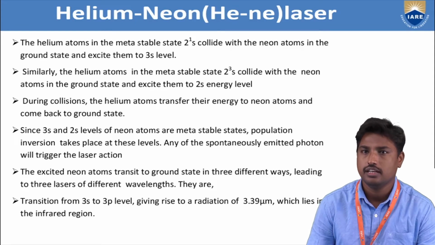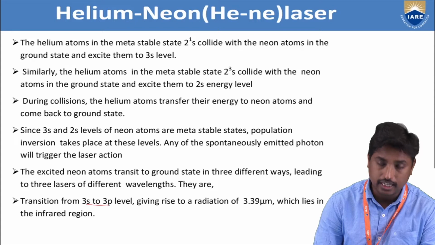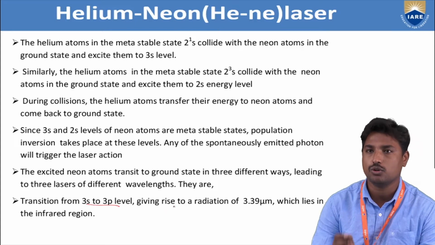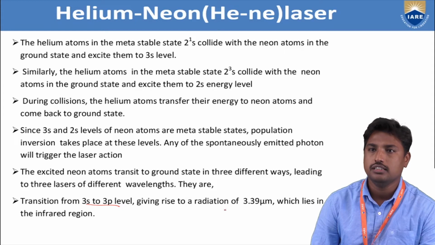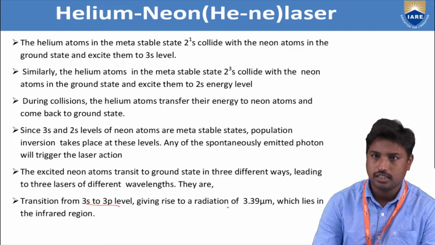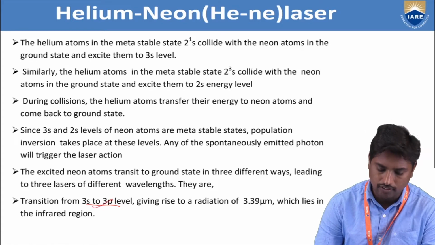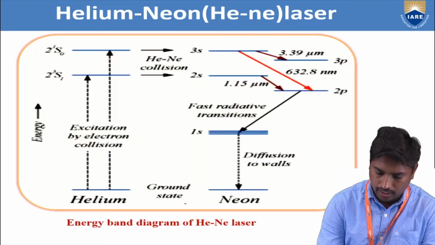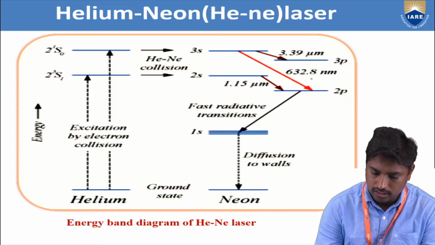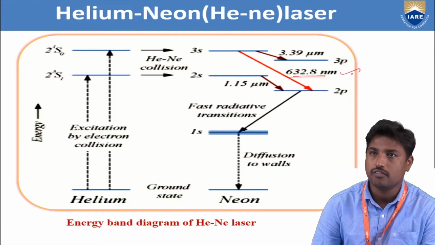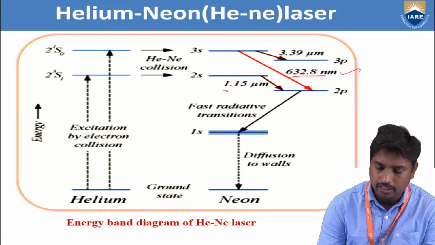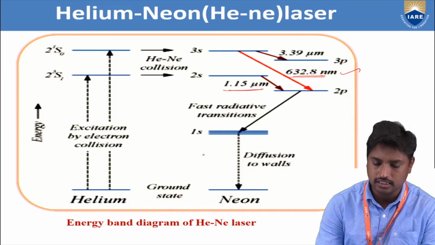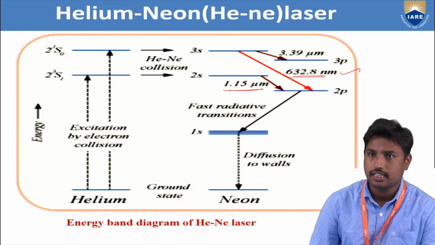The excited neon atoms transition to the lower states in 3 different ways, leading to 3 lasers of different wavelengths. Here 3 transitions are possible in the laser transition. Instead of the ruby laser, where there is only one transition, that is 6943 angstroms of wavelength, here 3 transitions are possible between the existing energy levels. One transition is 3s to 3p level, giving rise to 3.39 micrometers, 3s to 2p, that is 632.8 nanometers, the important wavelength, and 2s to 2p, 1.15 micrometers of wavelength. These 3 transitions are possible in the helium neon laser.